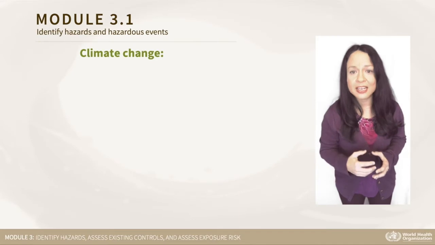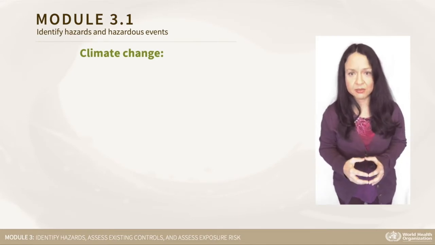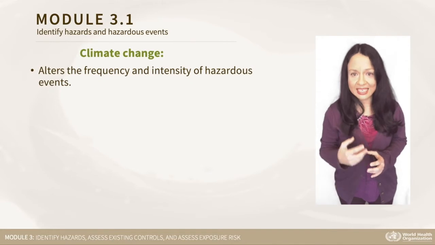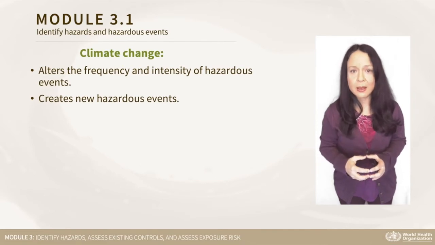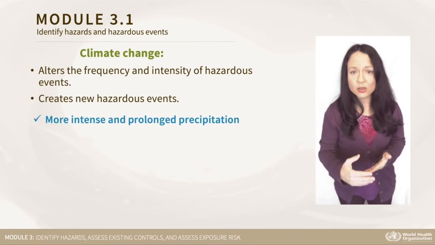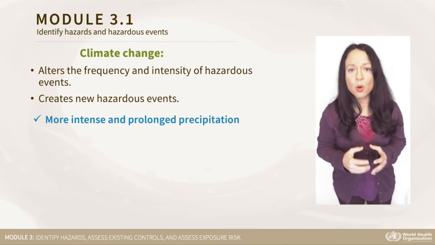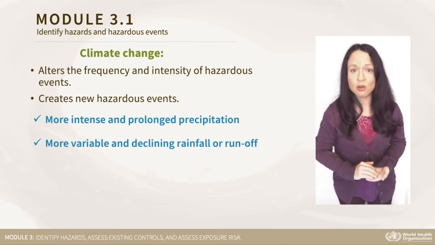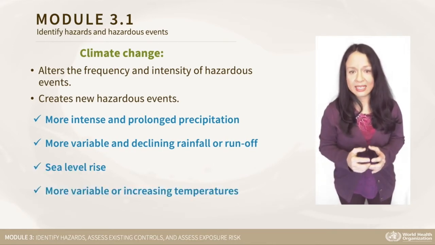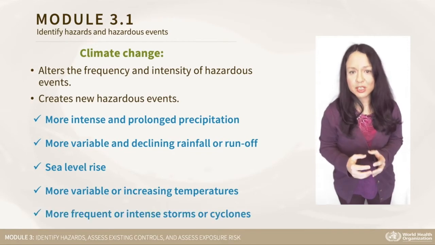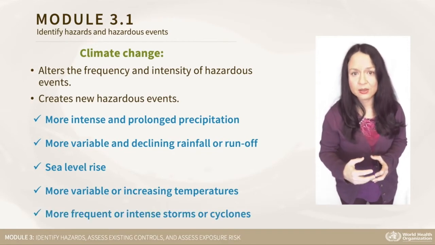Climate change exacerbates the risks associated to sanitation. It alters the frequency and intensity of hazardous events and creates new hazardous events. Many risks for sanitation come from extreme events and gradual changes to the hydrological cycle. These include more intense or prolonged precipitation, more variable or declining rainfall or runoff, sea level rise, more variable and increasing temperatures, more frequent or more intense storms or cyclones.